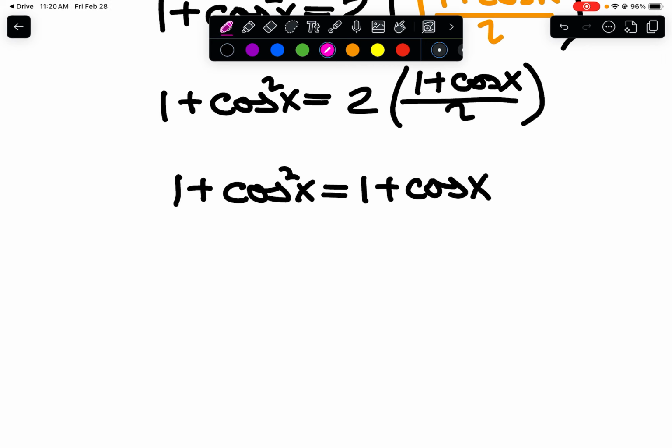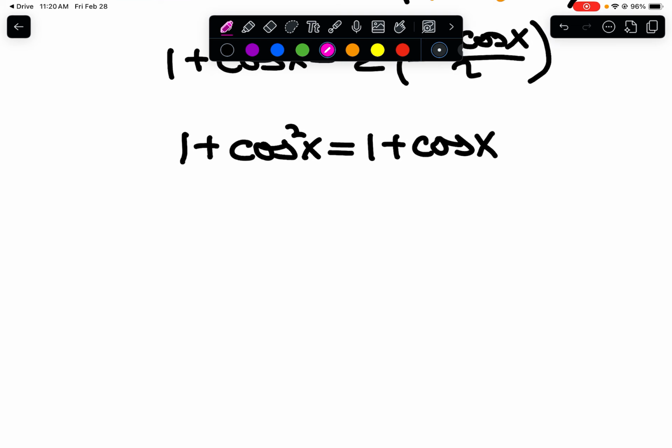And then I'm going to move everything to the left side so I can start solving and evaluating. So I'm going to subtract 1 on both sides, so those 1s are going to be gone. And then I'm going to subtract cosine on both sides.